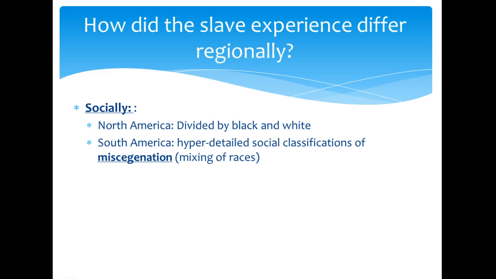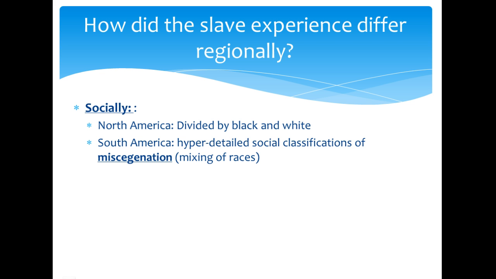Socially, in North America, slaves and slave owners were divided by black and white. In South America, this was not as clear-cut. There was this hyper-detailed social classifications of miscegenation, which means mixing of races. So some Indians may have married Europeans, and then their child may have married an African, and so ethnicity and race is not as clear-cut as in America, when it was two distinct social classes and they were very divided socially.